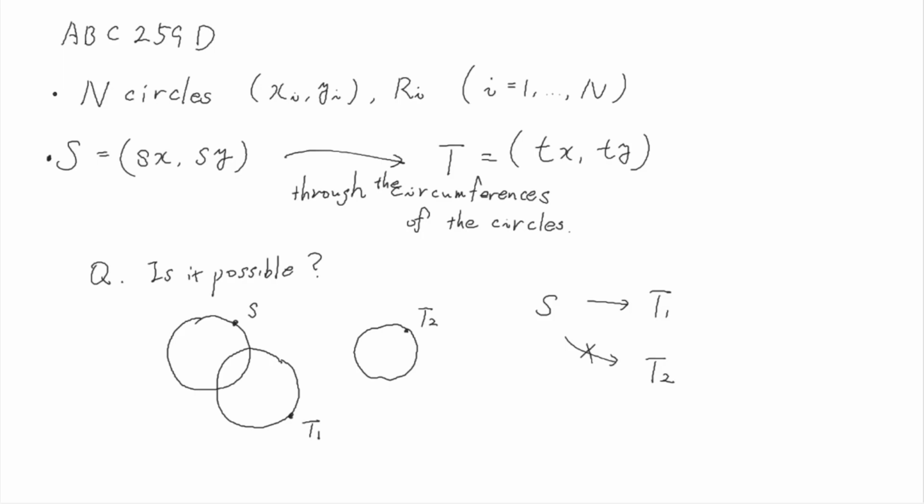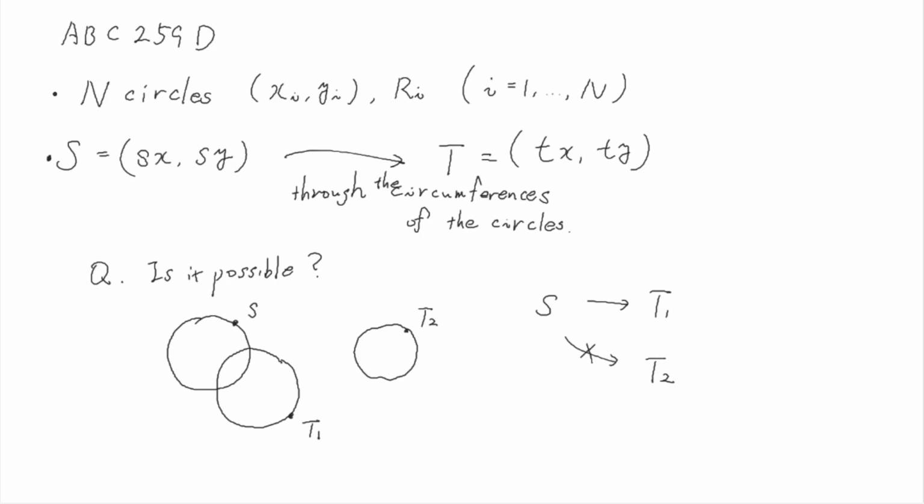We want to move from S to T, only passing through the circumferences of these n circles. The question is to determine whether it is possible to go to T or not.